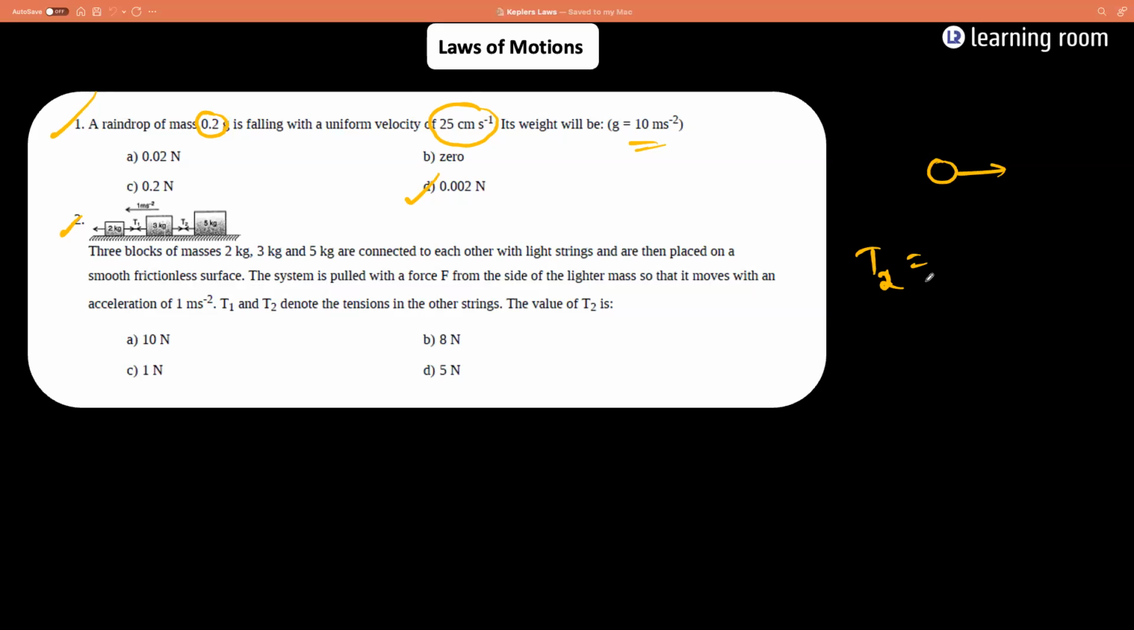So this tension T2 is responsible to pull how many blocks? You can directly do it. T2 is pulling how many blocks? This side is the force acting. How many blocks is it pulling? 1. What is that 1 block? 5. That 5 kilogram block is going with what acceleration? 1. So 5 into 1 is 5 newton. That's the answer. Clear? You need not sit and draw the free body diagram and solve it. Though you need to do it.